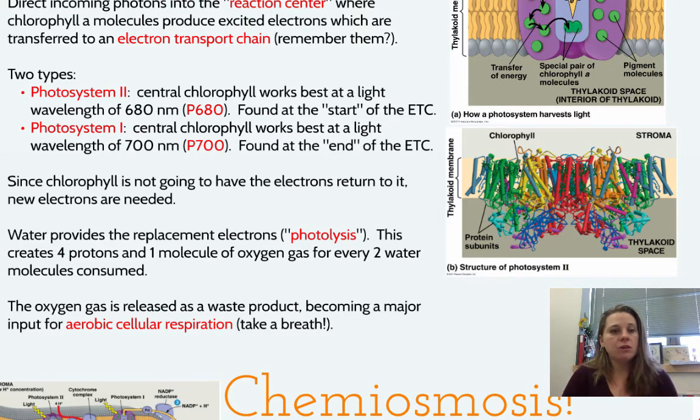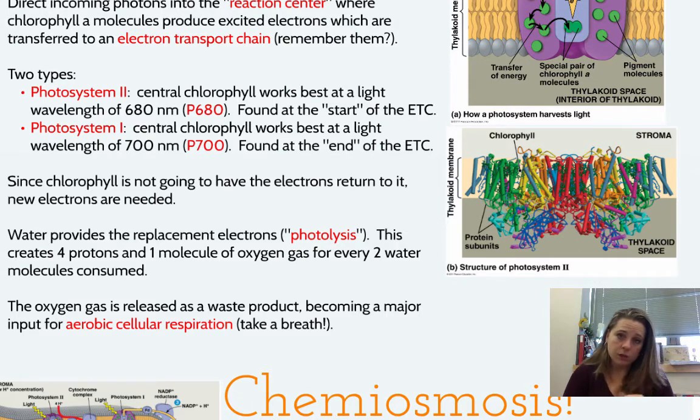And chlorophyll is not going to have electrons return to it because the electrons are used in reducing NADP+. Since that's the case, constantly new electrons are needed. So the water is what provides us with our source of electrons. This is photolysis. Light comes in, boom, blast the water molecule apart, creating 4 protons and 1 molecule of oxygen. That is what gets spit out first. So the oxygen waste product is released first in photosynthesis.